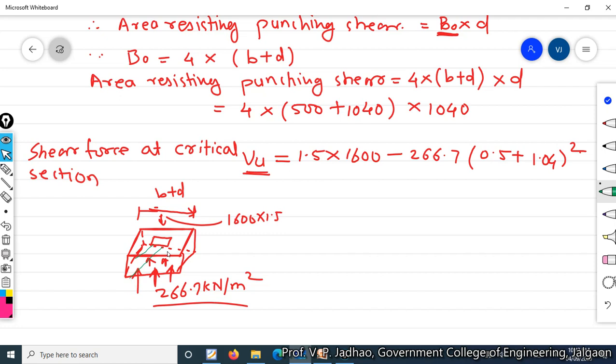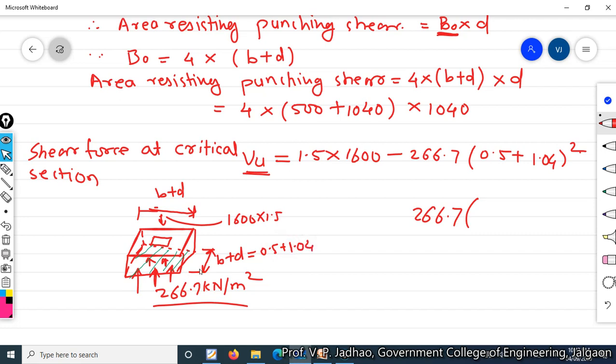So on this particular area, this 266.67 is acting. So the total load will be 266.7 multiplied by the area at the base of this critical section. The area of the base of this critical section, we know that this particular distance is b plus d, so b plus d is equal to 0.5 plus 1.04 in meters.